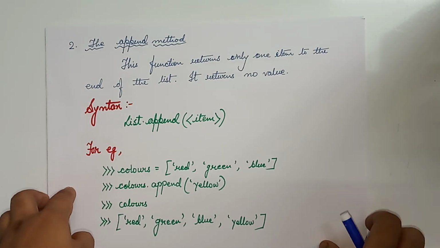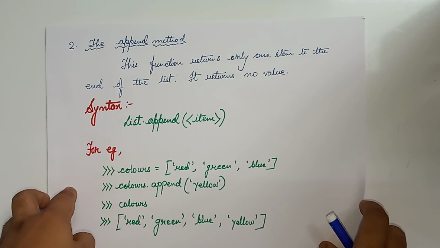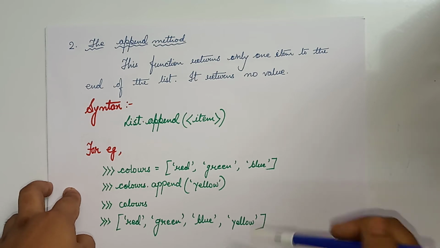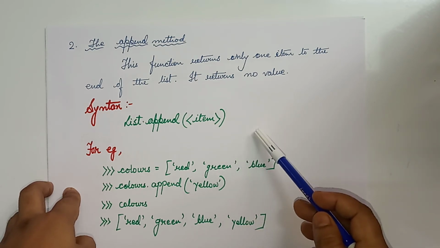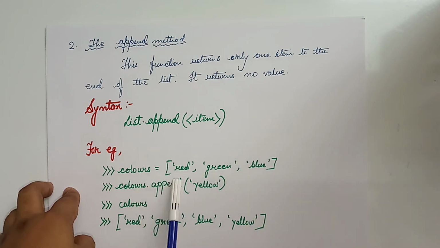Append method we have already discussed. It is used to add elements at the end of the list and it returns no value. Okay, so let's see first. This is the syntax to append the item. Here we have created a list of colors red, green, blue, and we want to add a new color, that is yellow, by using the append method. By doing so, yellow is added at the end of the list.